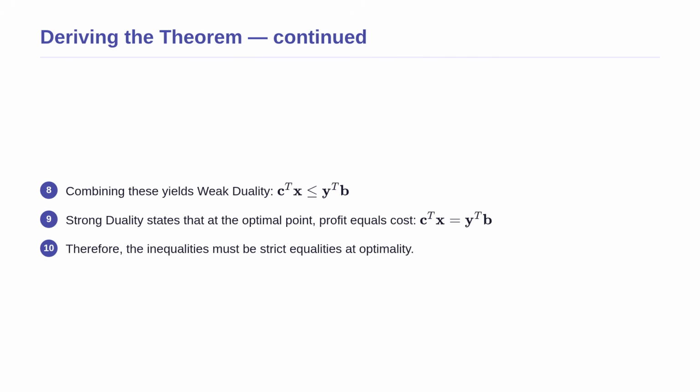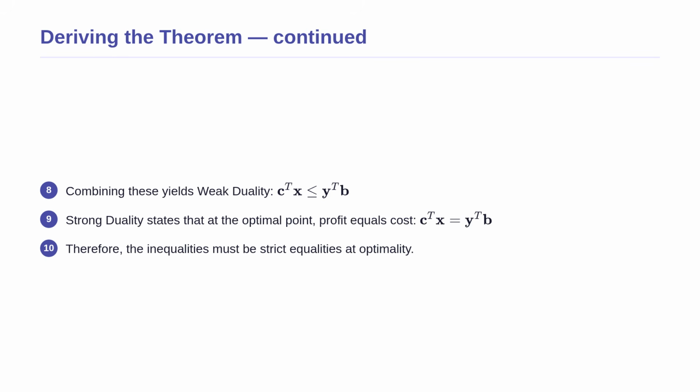This resulting chain of inequalities establishes what is famously known as the weak duality theorem. It guarantees that any feasible profit you achieve in the primal problem is always less than or equal to any feasible cost valuation in the dual problem. The dual cost acts as a ceiling.